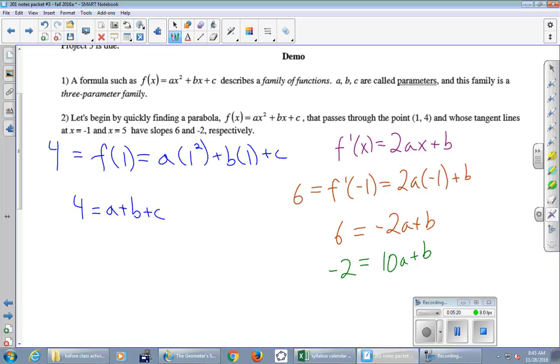my 3 equations for A, B, and C. So the calculus here is done. This is now a matter of solving an algebraic system of equations. So there are a lot of ways to do this. We'll just crunch through it real quick.